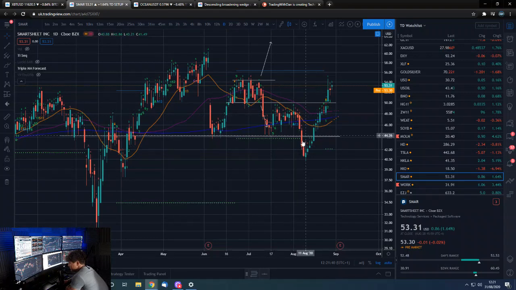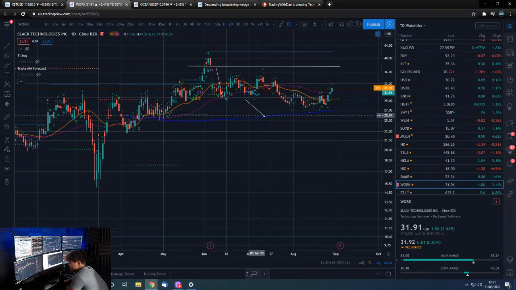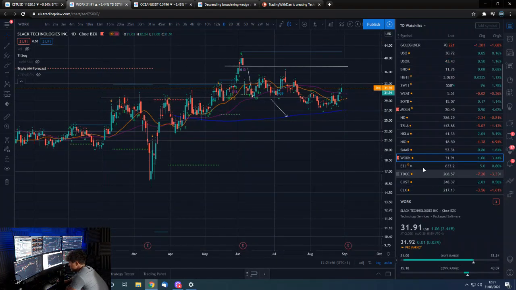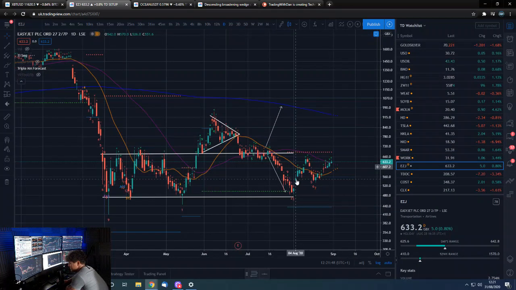Sort of like a swing failure. Once you got back above, making moves. Slack not doing a lot. EasyJet, what is EasyJet doing? Yeah, EasyJet basically literally hit my actual target. Look at that. I was like, break this level down to here. Look, and we got it. And now obviously bounce off that level. So that does make sense.